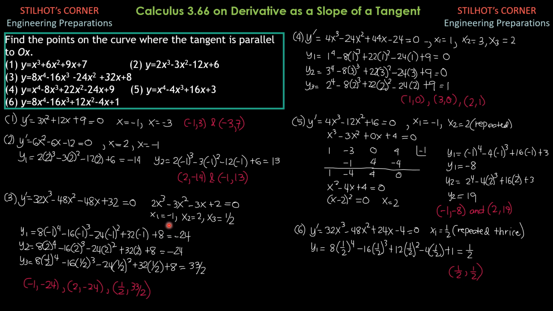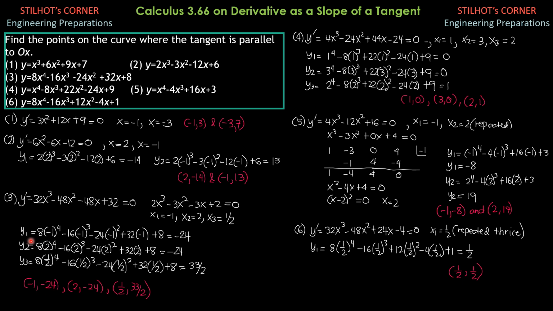So when x is -1, substitute into the original equation. So 8 times -1 to the fourth minus 16 times -1 cubed minus 24 times -1 squared plus 32 times -1 plus 8, you have -24. So one point on the curve where the tangent is parallel to OX is -1, -24.